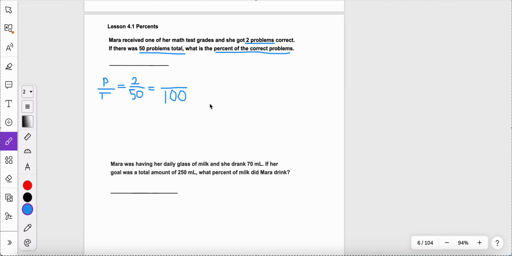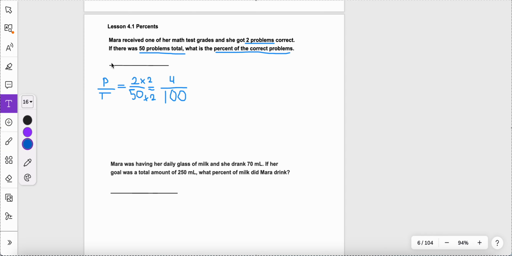So now that we know the total, we want the denominator of 50 to get to 100. So I know that 50 times 2 is 100. So we're going to multiply by 2. And whatever we do to the bottom, we have to do to the top. So then 2 times 2 is 4 over 100. And that is our final answer for this first answer.